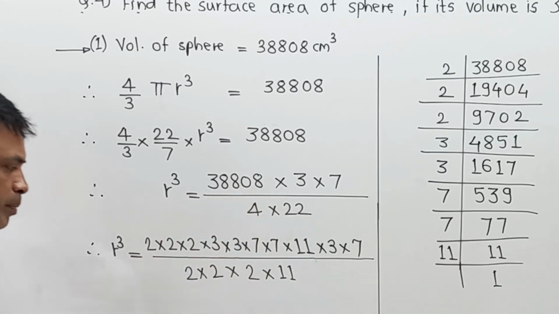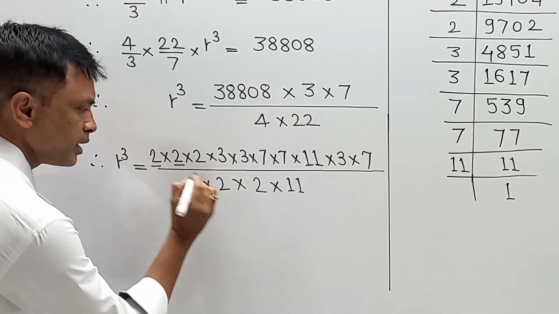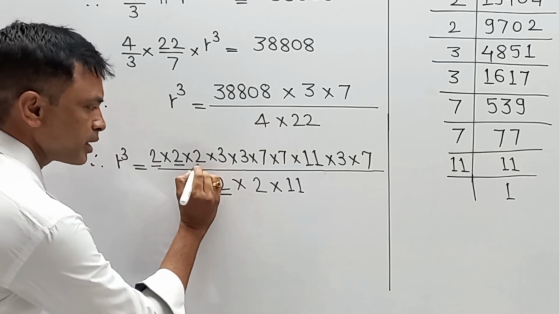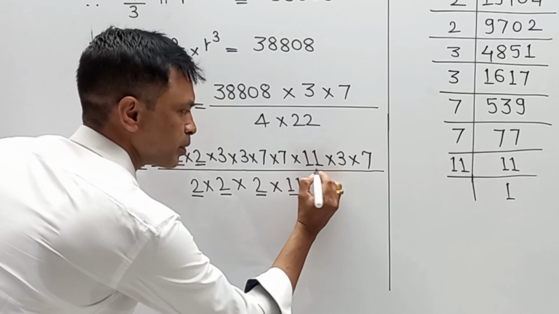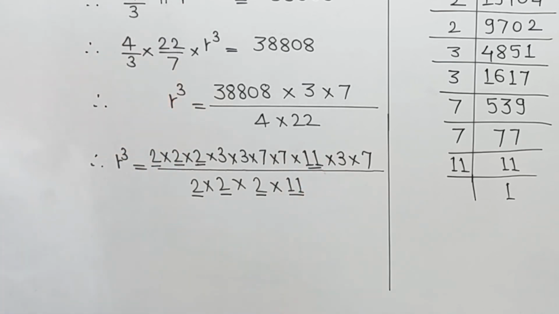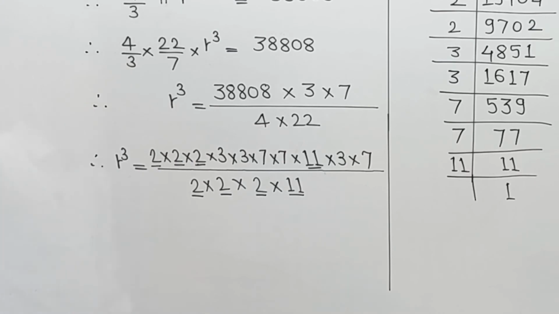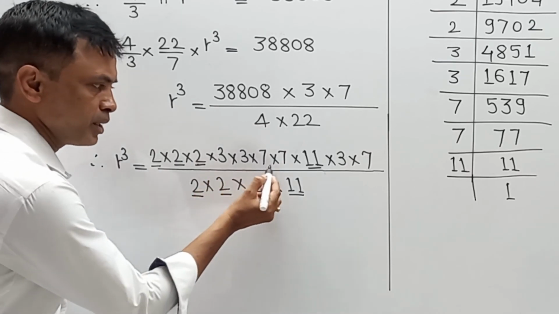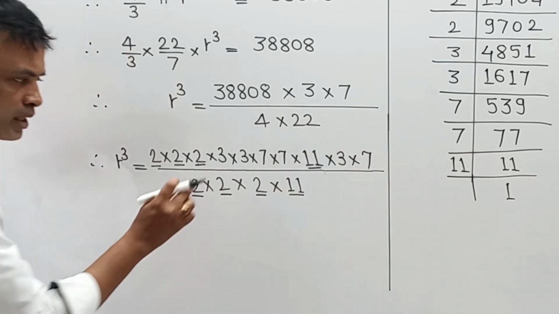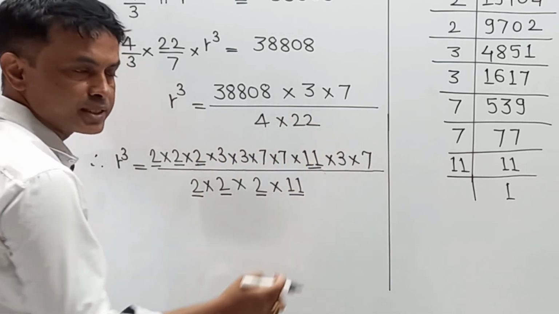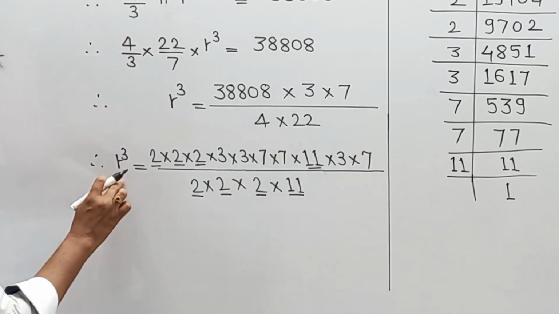Now cancelling the common part. Here 2 gets cancelled from numerator and denominator. Next 2 gets cancelled, next 2 gets cancelled. And here 11 from numerator and 11 from denominator get cancelled. No doubt you can make cutting marks over there. Now the remaining part is 3 into 3 into 7 into 7 into 3 into 7. If you observe, 3 into 3 into 3 is 3 three times, and 7 into 7 into 7 is 7 three times.